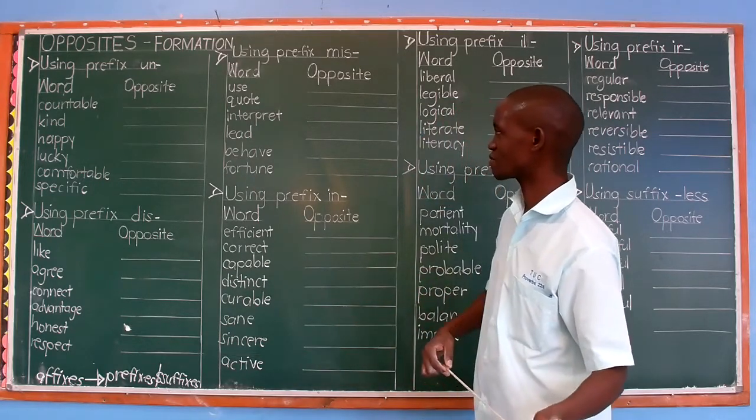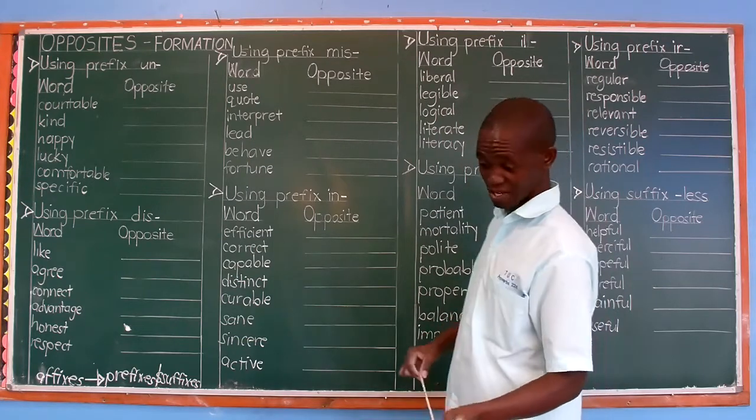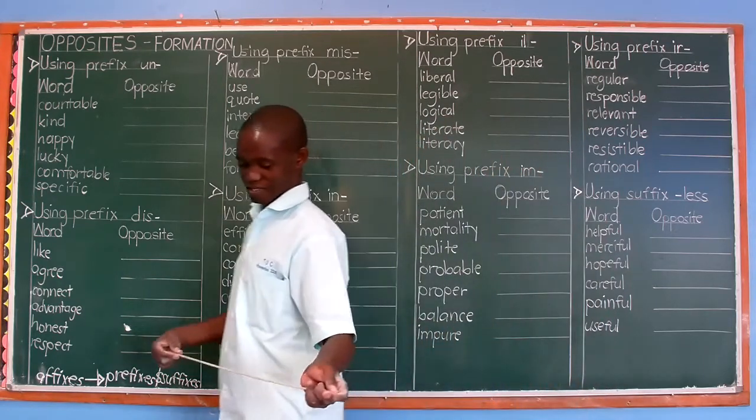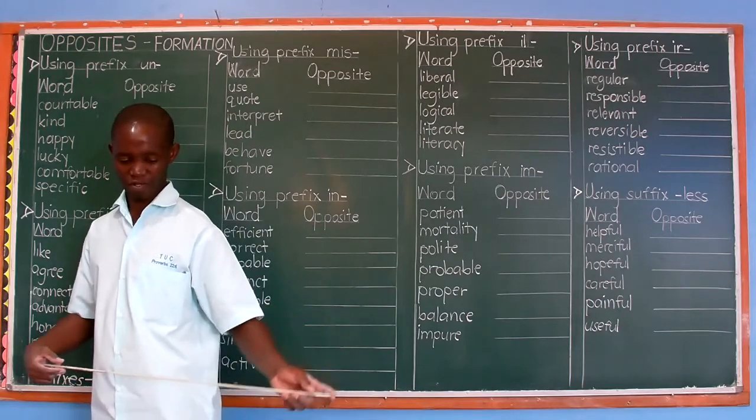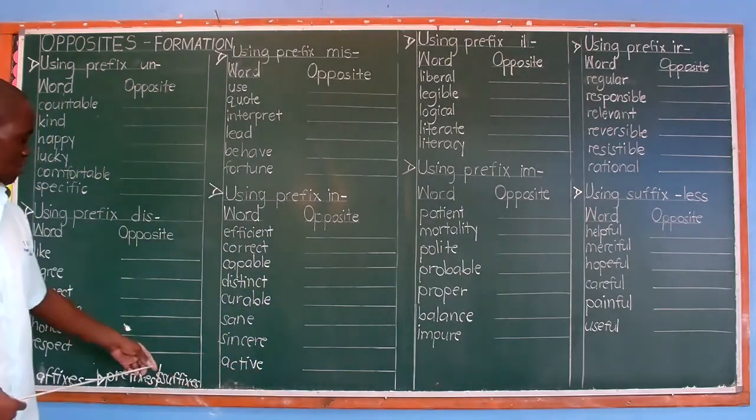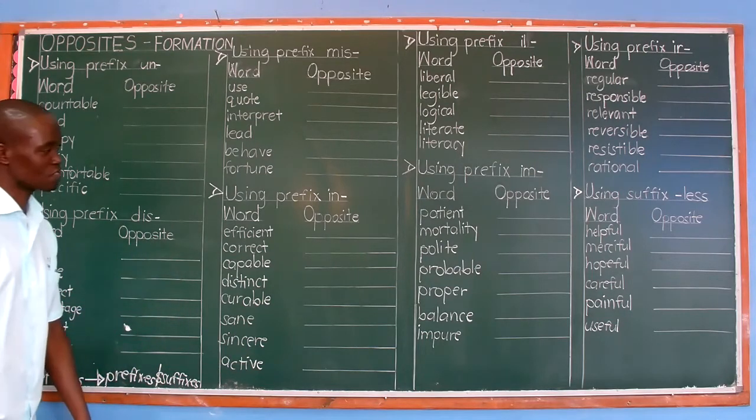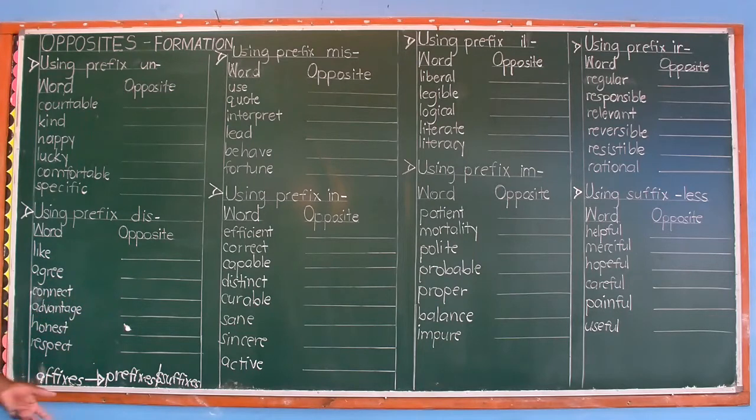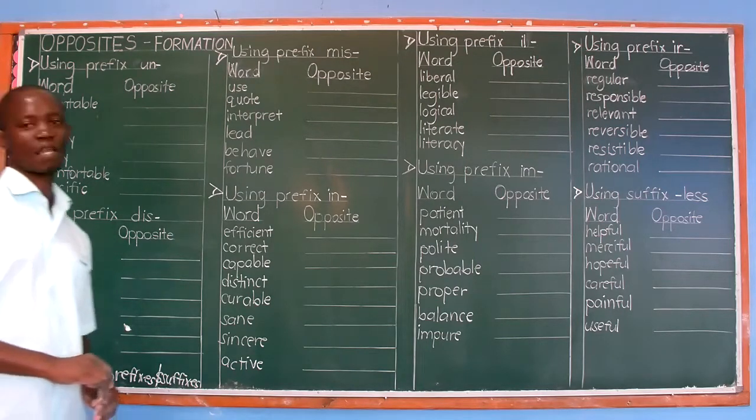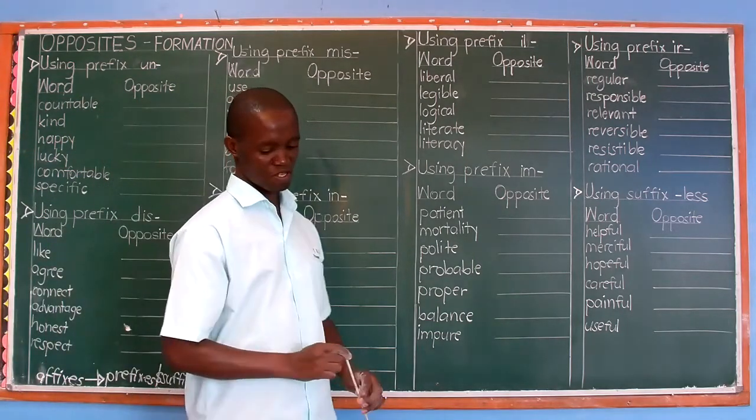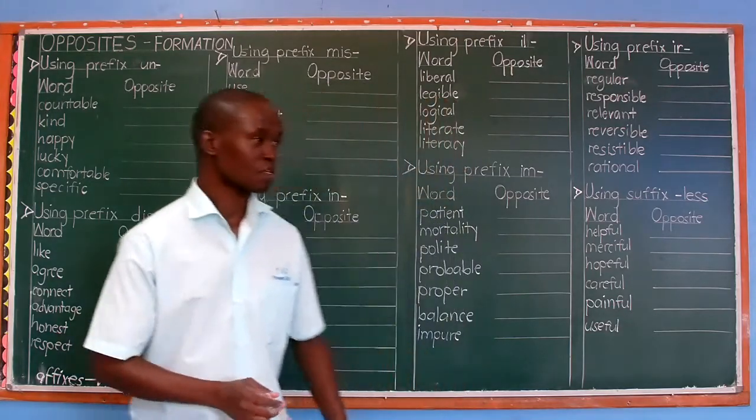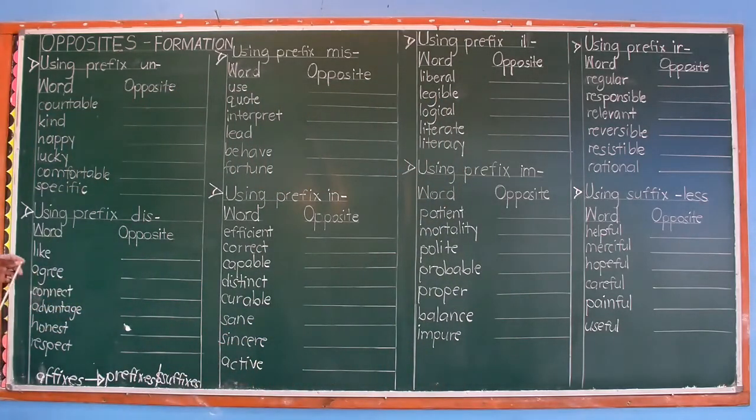We have only one category on the board and in your workbook of words whose opposites are formed using suffixes. What is a suffix? If a prefix is added to the beginning, what about a suffix? A suffix is the opposite of a prefix. A suffix is added to the end of a word to change its meaning. It's also a letter or a group of letters. You'll be seeing how we're going to be using them in the formation of opposites from our activity today.